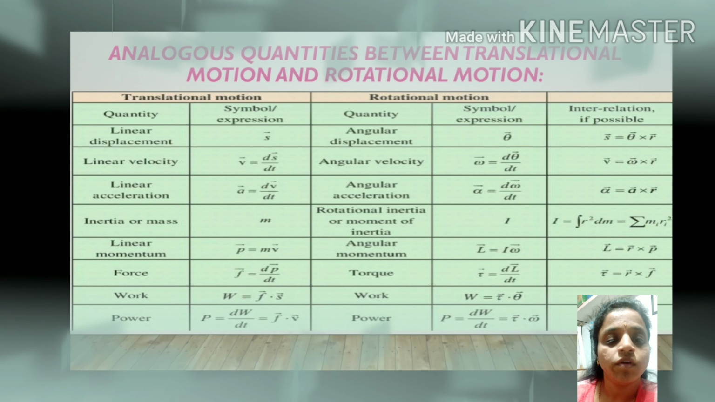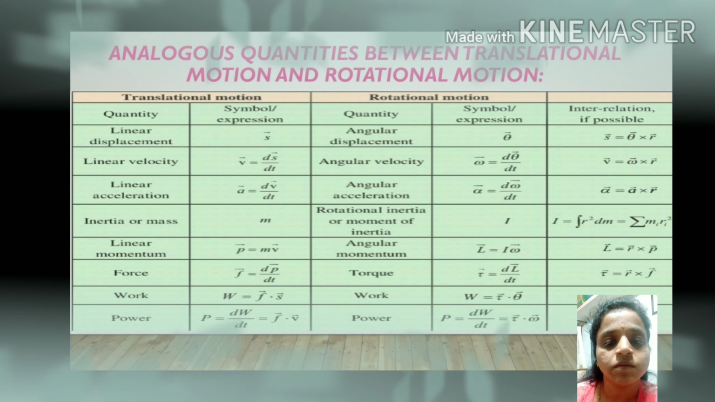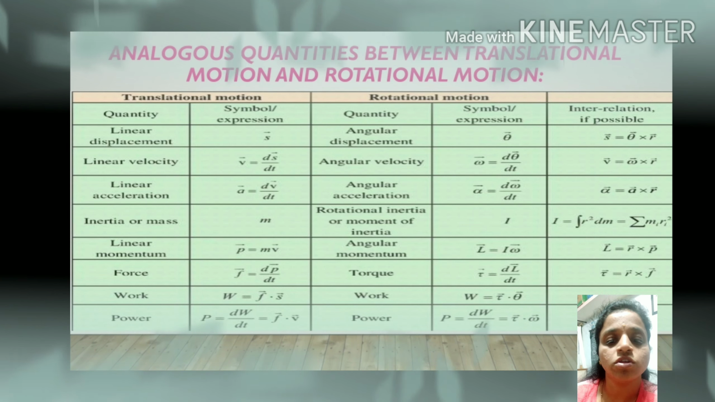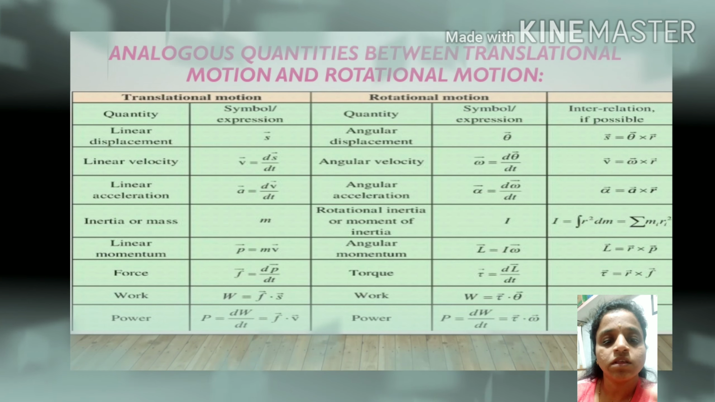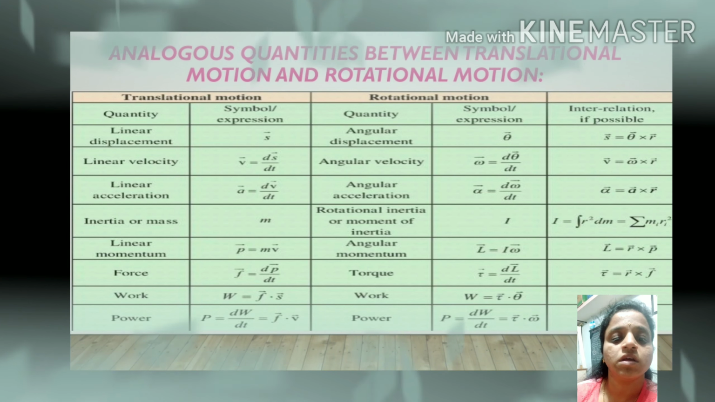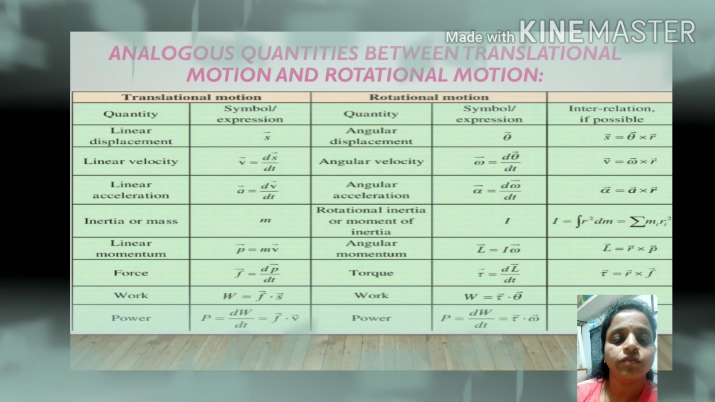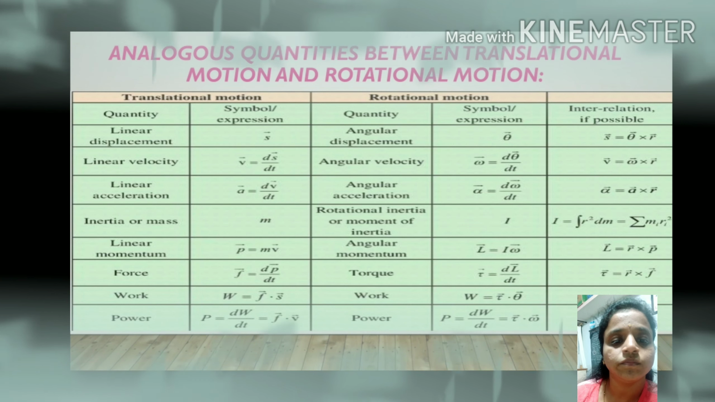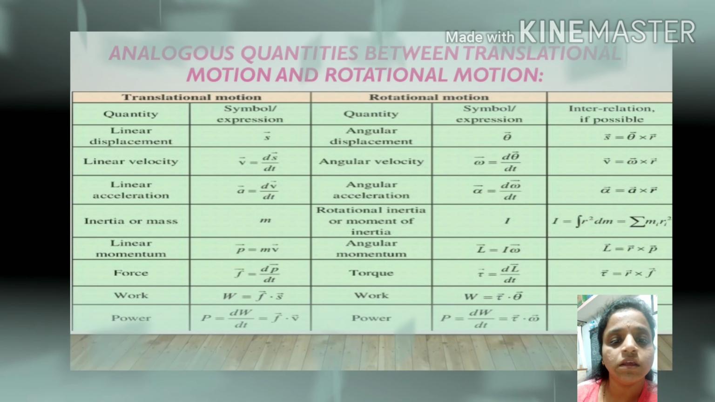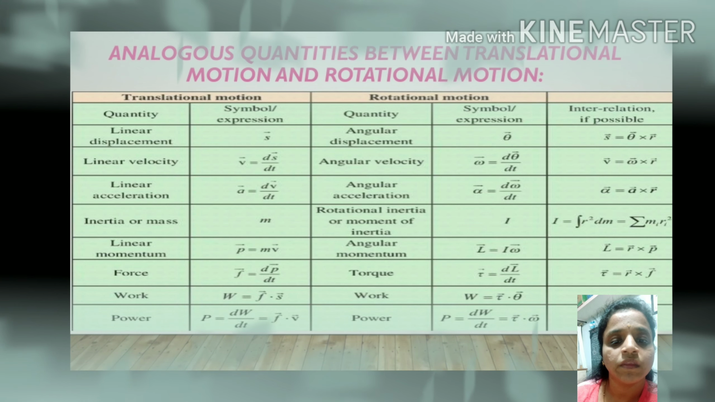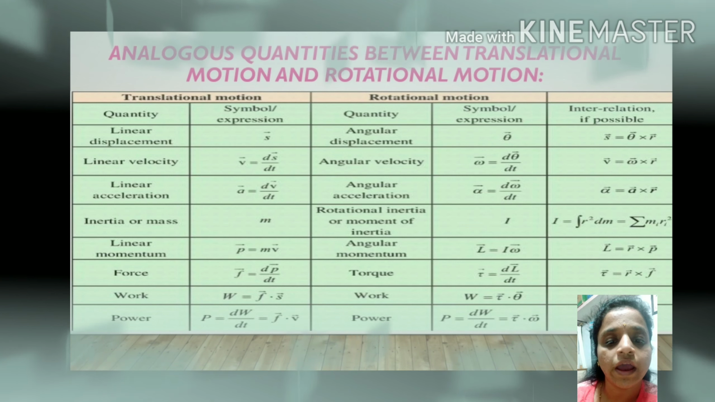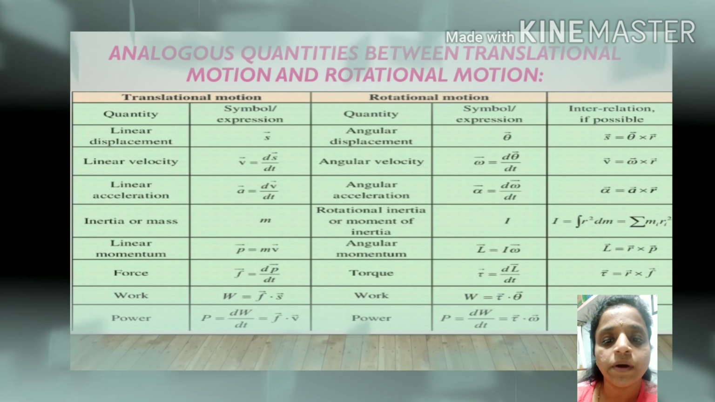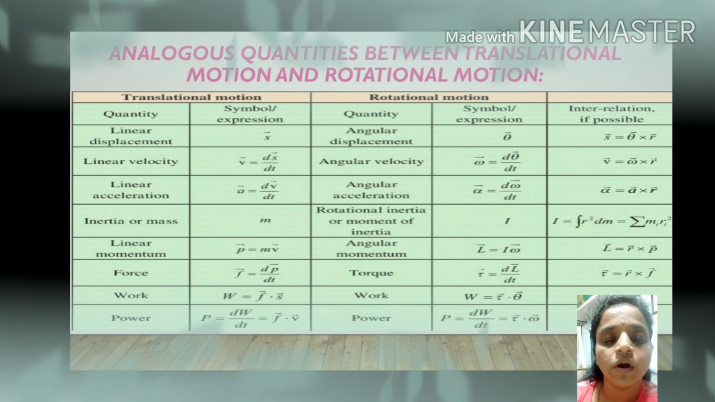Next to this, we are going to see the analogous quantities between translational motion and rotational motion and the relationship between them. See, some quantities are there which are interrelated from translational motion to rotational motion. First quantity from translational motion is linear displacement s bar. It is analogous to angular displacement theta bar, and their interrelation is s bar is equal to theta bar into r bar.